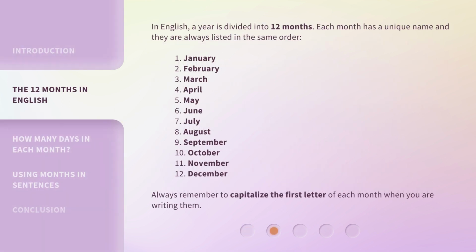In English, a year is divided into 12 months. Each month has a unique name and they are always listed in the same order. 1. January. 2. February. 3. March. 4. April. 5. May. 6. June. 7. July. 8. August. 9. September. 10. October. 11. November. 12. December. Always remember to capitalize the first letter of each month when you are writing them.